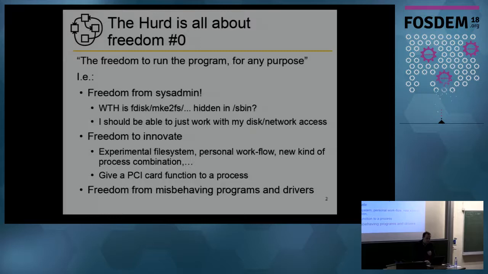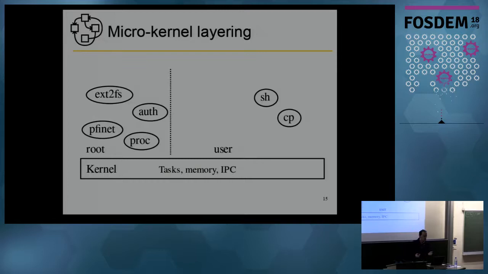So this is how it looks. It's really a microkernel layering. You have a kernel which only manages tasks, memory, and IPC, and the rest is in user land. So we have a proc server which knows about processes, their PID, UID, owners, things like this. PFINET is the TCP/IP stack. EXT2FS manages the file system. And auth is something people don't usually know about. It's just knowing what process belongs to which UID.